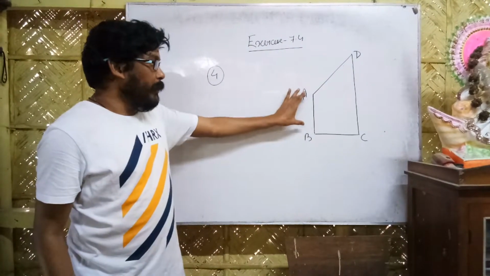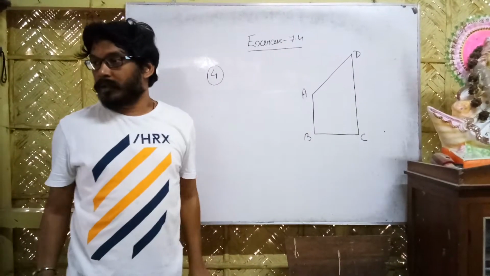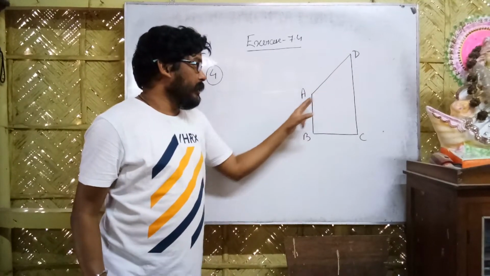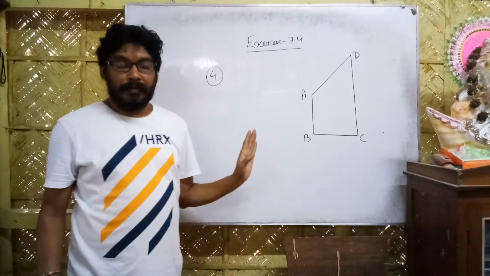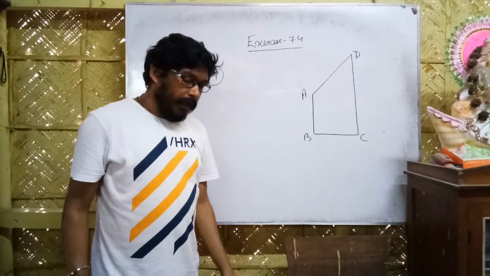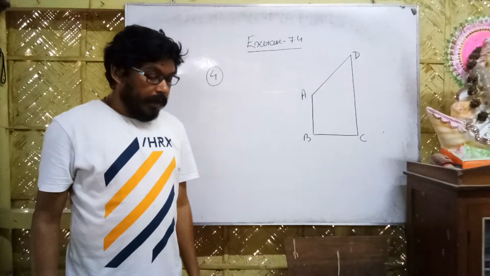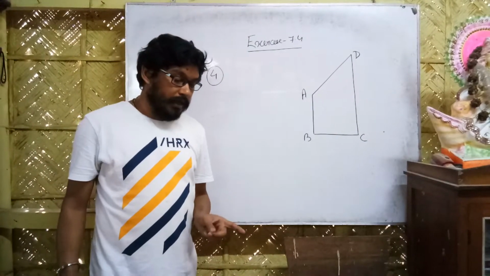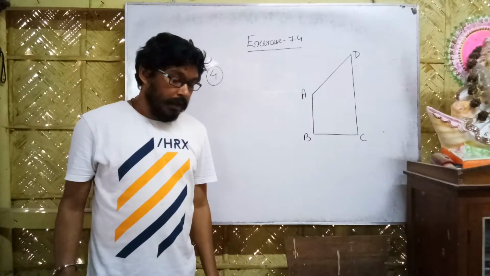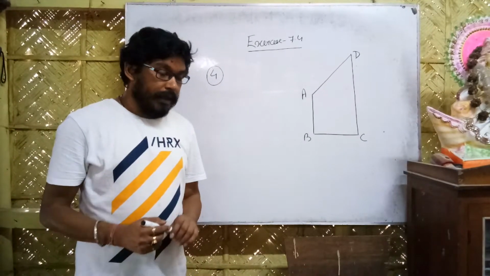This means what? AB is smaller than BC also, AB is smaller than CD also, AB is smaller than AD also. Okay? And CD is the longest side, means CD is greater than AD, CD is greater than AB, CD is greater than BC. What I have to show? I have to show angle A greater than angle C and angle B greater than angle D. So what we will write in the given part? AB is the smallest side and CD is the longest side of the quadrilateral ABCD. To show that angle A greater than angle C and angle B greater than angle D.